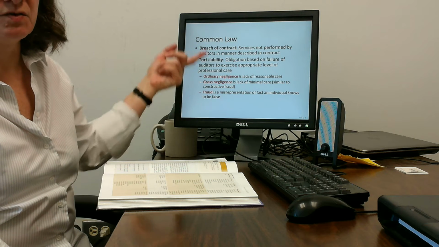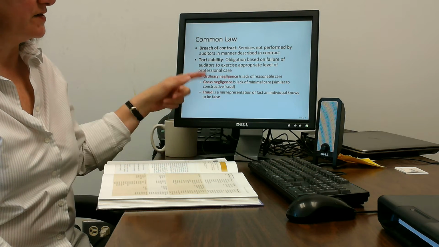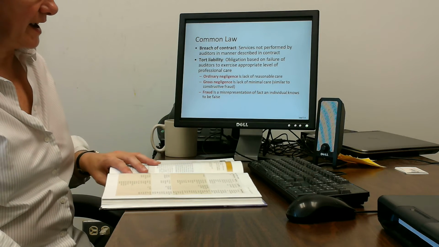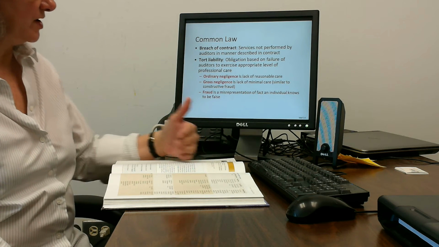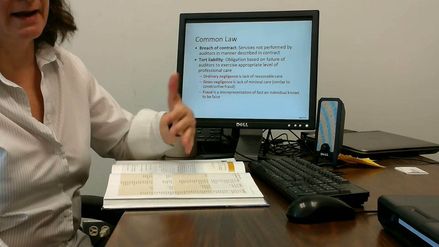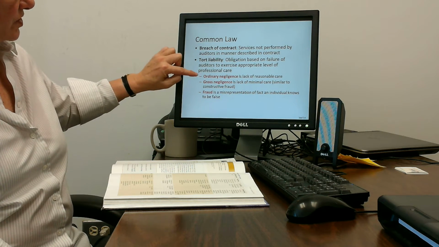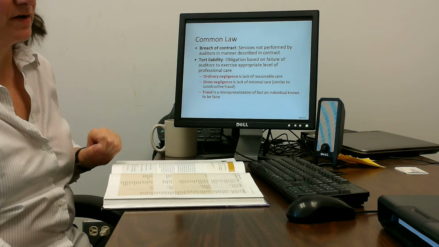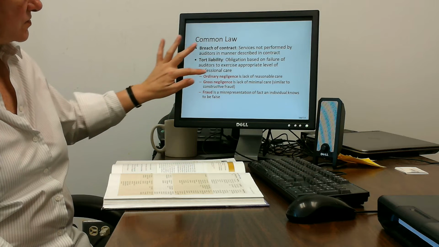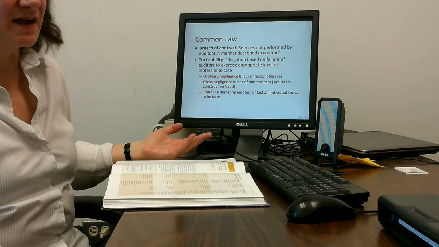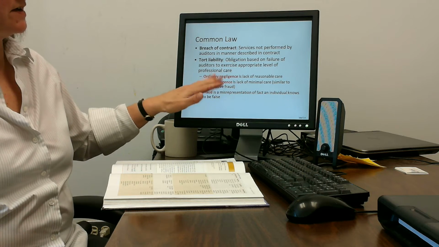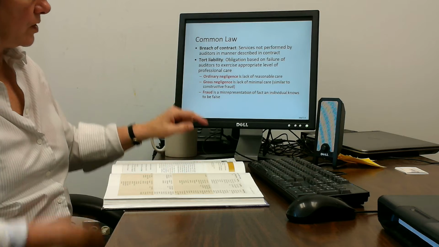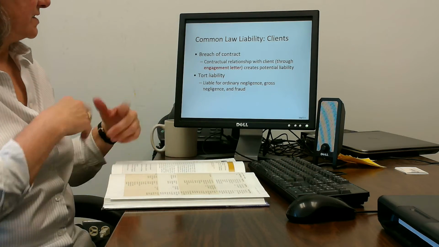Same thing with auditing. Auditors have a duty to do a good audit. And if they don't, the people who are relying on them to do their duty can sue. Now what can prevent an auditor from doing a good job and thereby allow people to sue is that the auditor can commit ordinary negligence, gross negligence, or fraud. Right? So if the auditor does one of these three things, then they can be sued. If they don't do any of these things, if they do a good job, then there's no reason to sue the auditor. So we'll talk about all of this as we go forward.